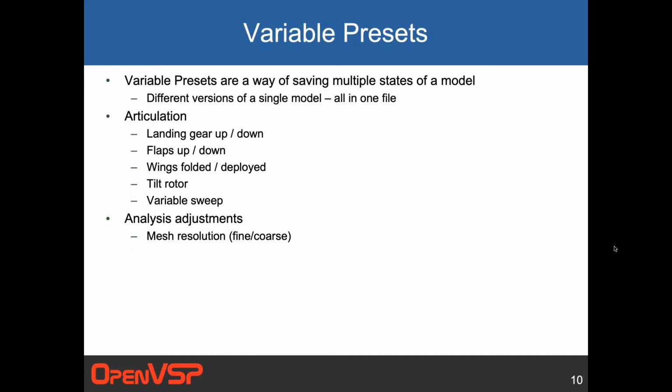You can also make different tweaks for different analyses. For example, maybe you run 2 different analyses, 3 different analyses, and you want to use different mesh resolutions for these. So you can have one state which sets all of the tessellation parameters to fine, and another that sets all of the tessellation parameters to coarse. And you can very easily switch back and forth between your fine model and your coarse model, or your medium model.